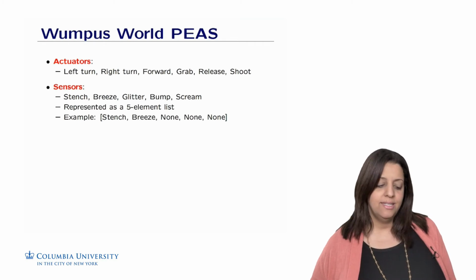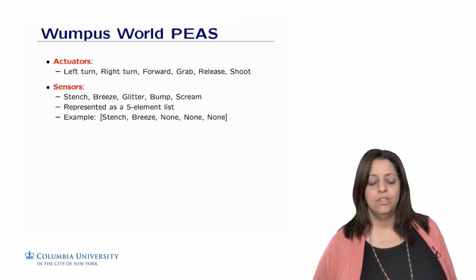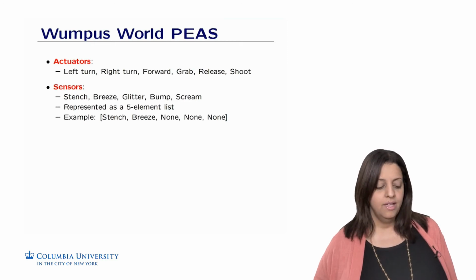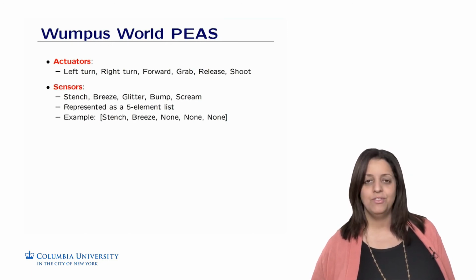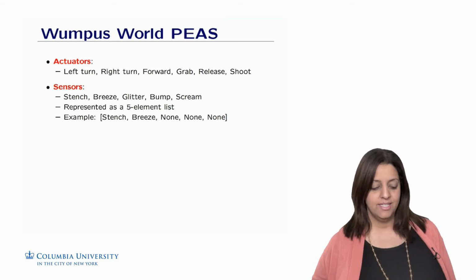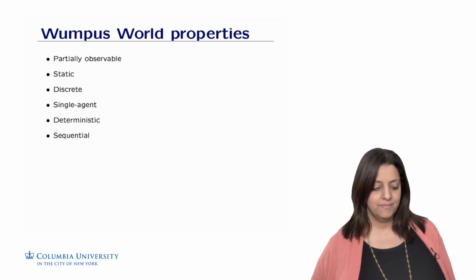This can be represented as a 5-element list in which we have an indicator for each of these sensors. So for example, stench, breeze, none expresses the fact that there is in the adjacent room a Wumpus and a pit. So we have to figure out which rooms actually have these two elements.